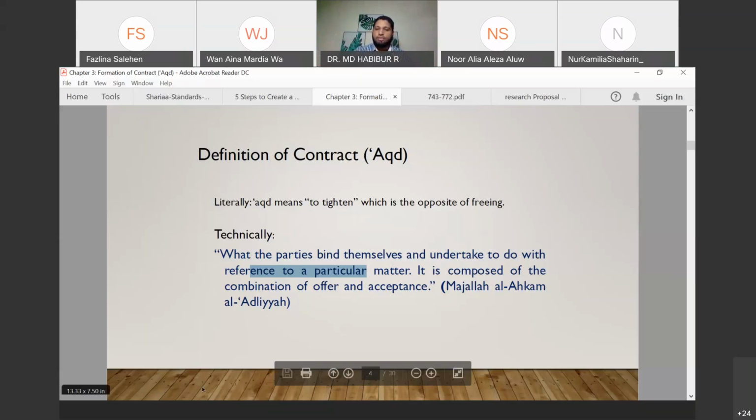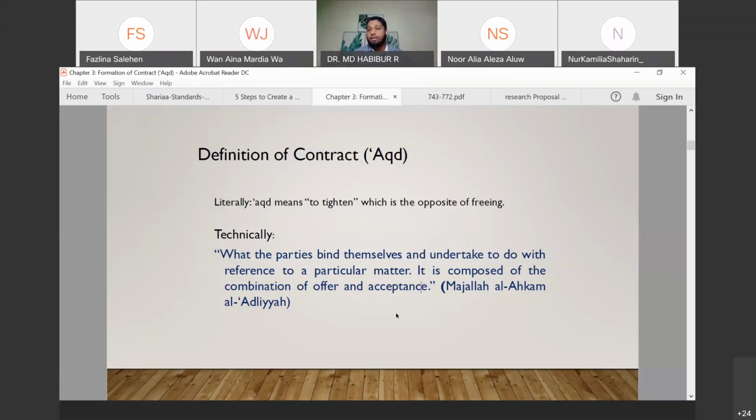Normally the aqd is composed of the combination of offer and acceptance. So this is the format to conclude an aqd. How can an aqd be concluded? One party will make the offer and the other party will make the acceptance. The offer can come from the buyer side or from the seller side. Normally the seller makes the offer, but it can be the other way around. The buyer can say, okay, I want to buy your house for so and so amount. Then the seller says, okay, I agree. So the offer and acceptance should be there.